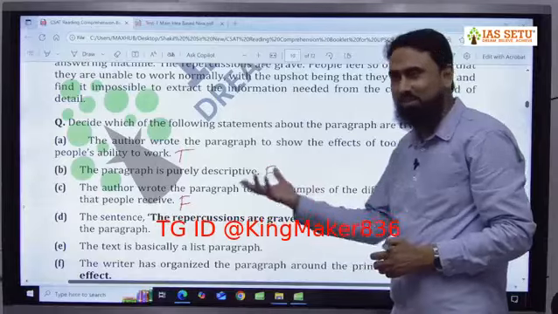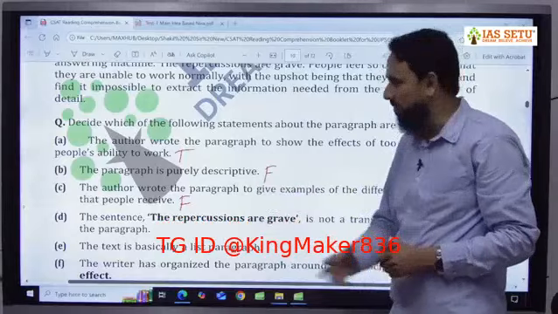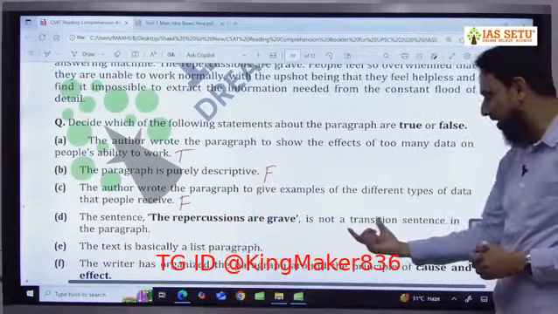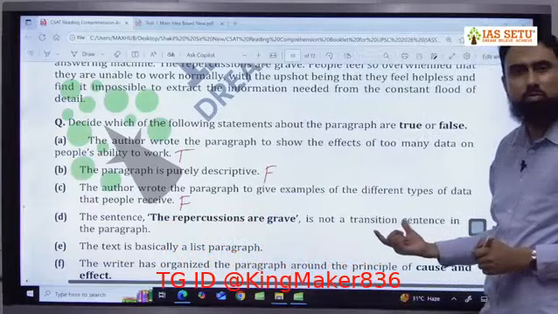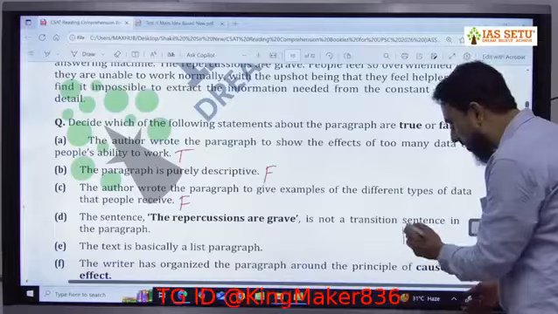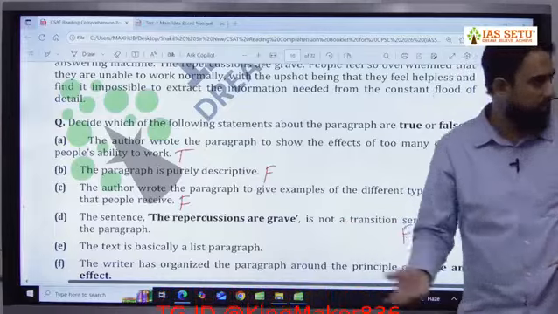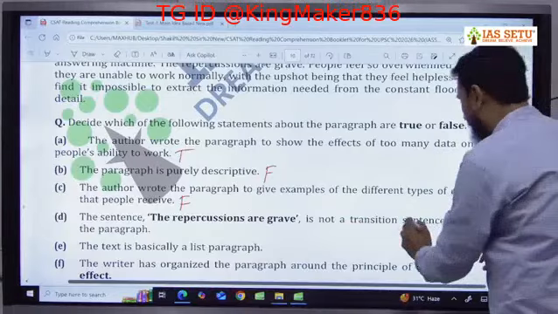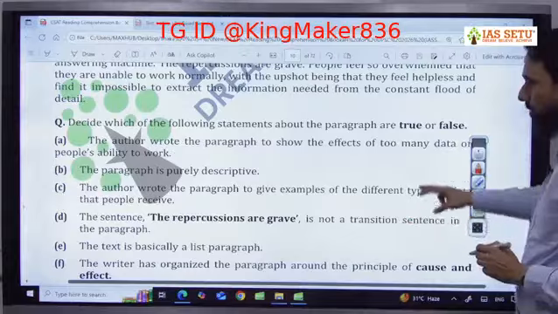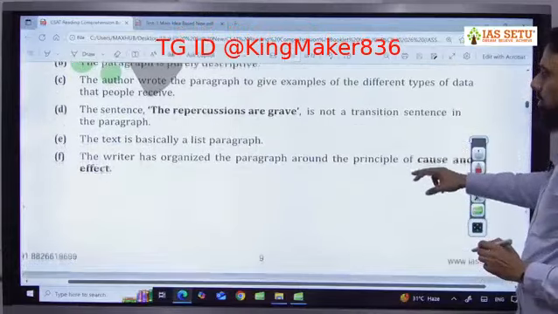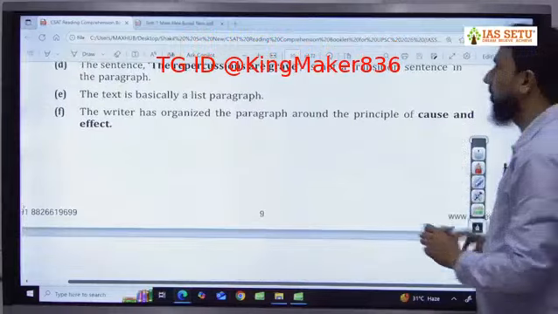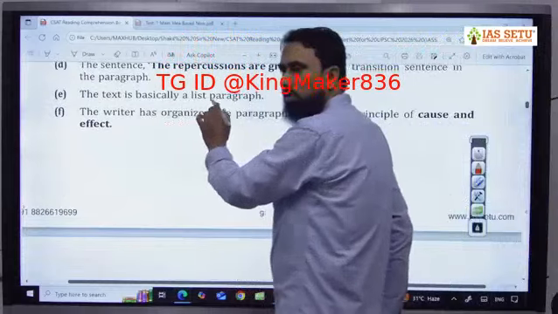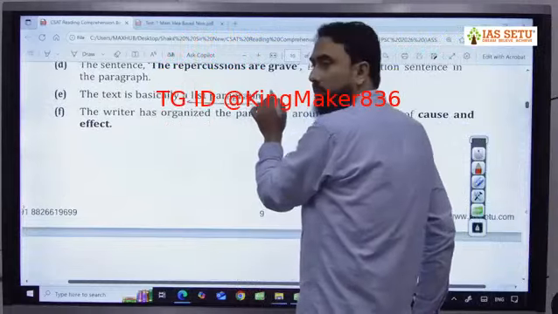In fact, the transition sentence I wanted to discuss with you. So the sentence, the repercussions are grave, is not a transition sentence. False, because it is a transition. Yes, it's a transition. Repercussion means the effect, and after that he has discussed the effect. So it is false. E, true or false? False. List of para we discussed yesterday.